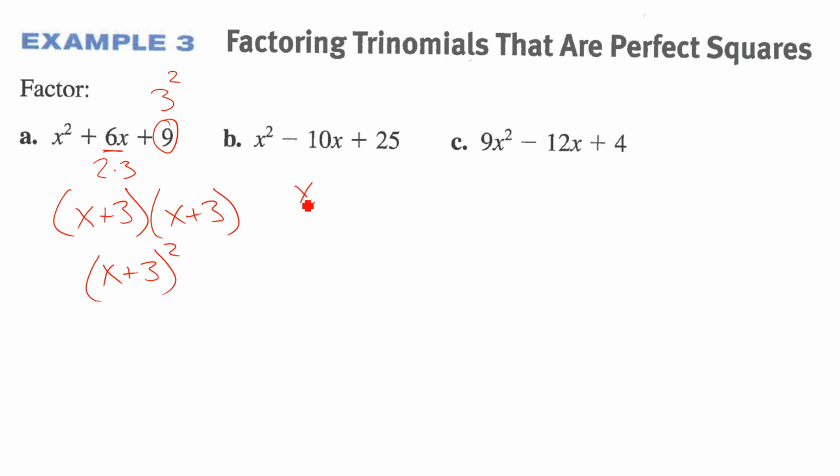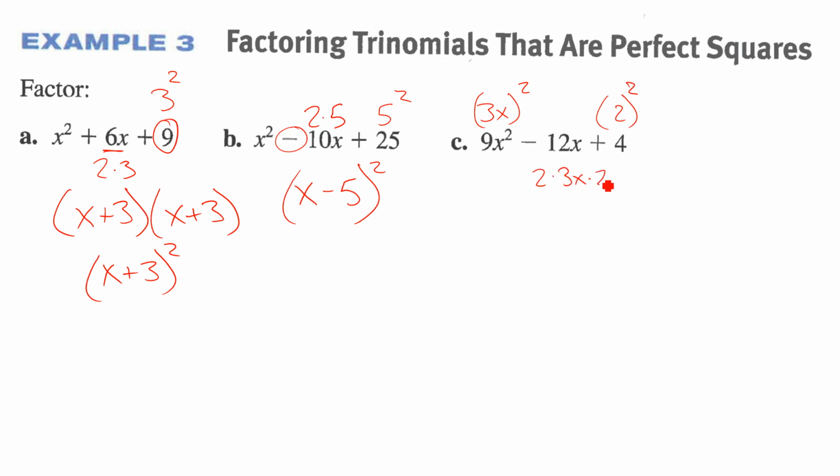In this case, we have x minus, because the middle term's a minus, and 5 squared is 25, and 2 times 5 is 10, so x minus 5 squared. It's that perfect pattern. And in this case, a little bit trickier to see, so we've got 3x squared gets us 9x squared, and 2 squared gets us to 4. So does 2 times 3x times 2, remember it's always 2 times a times b, does that get us to 12? It absolutely does. So in this case, we've got 3x minus 2 squared.